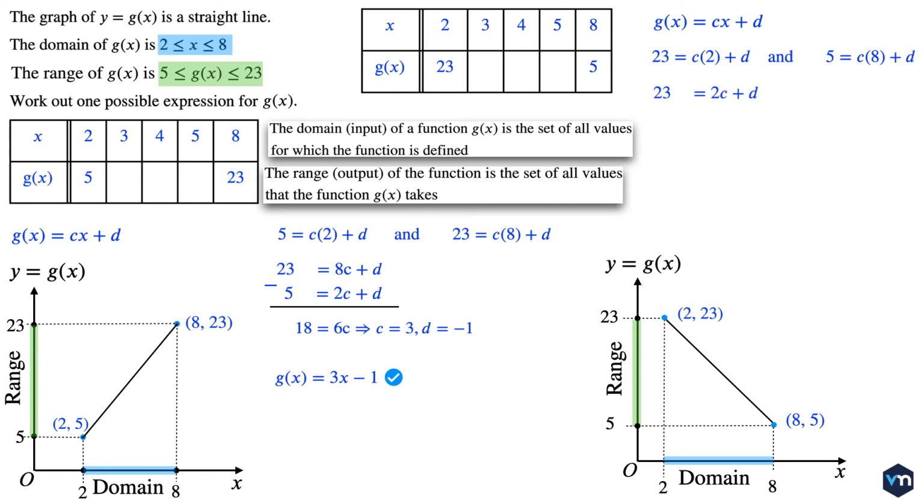Now in a similar way, I can subtract one equation from the other. 18 equals minus 6c this time, therefore c equals -3 and d equals 29. And so another possible expression for g of x is g of x equals -3x plus 29.